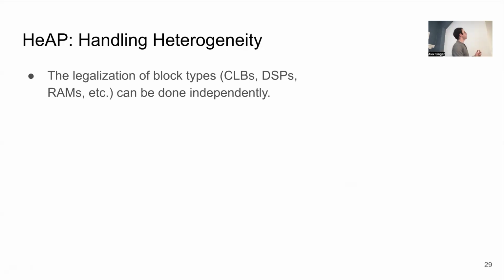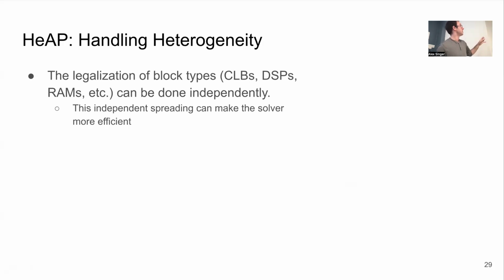So what the paper talks about is that, first of all, the legalization of the different block types are independent. You can legalize the CLBs independent of the RAMs because you will never find a CLB in a RAM tile, and you'll never find a RAM in a CLB tile. So they can be legalized independent of each other. This is a good idea because it also makes the problem a bit faster. Breaking the problem into independent pieces allows us to solve it more efficiently.